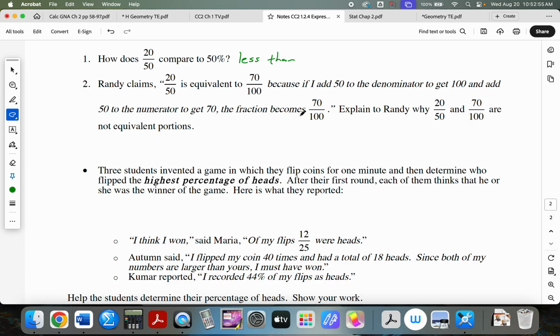I'm not appealing to some rule that I learned. I'm just appealing to, well, dude, common sense. 20 out of 50 is less than half, and 70 over 100 is more than half. They can't be equal. More than half and less than half can't be equal to each other. So 20 over 50 is less than, let's just even make it a half, while 70 over 100 is more than one half. So they can't be equivalent.